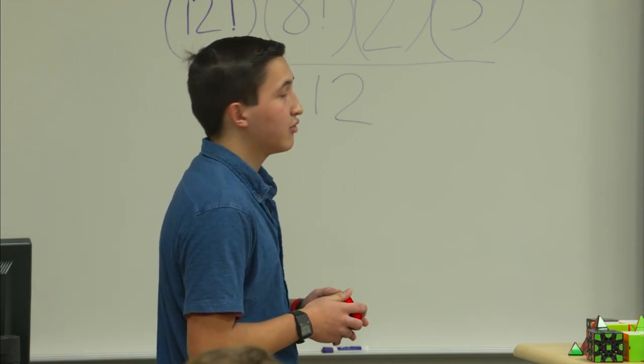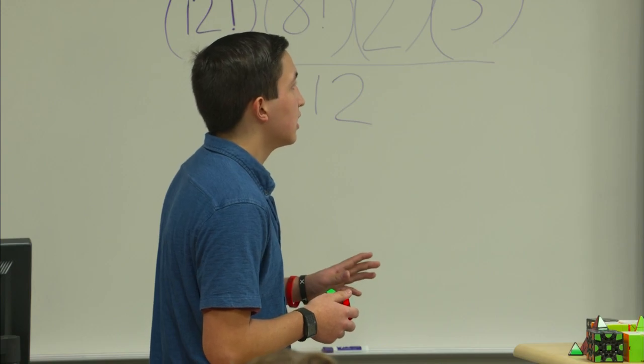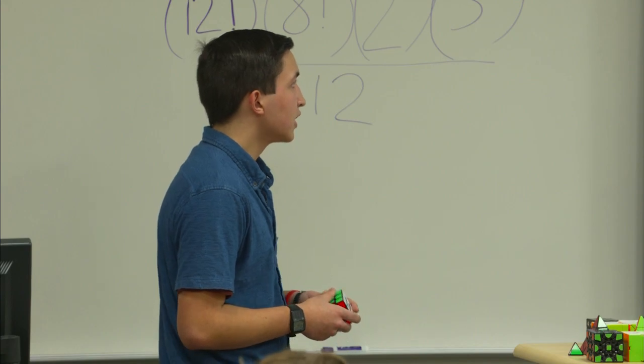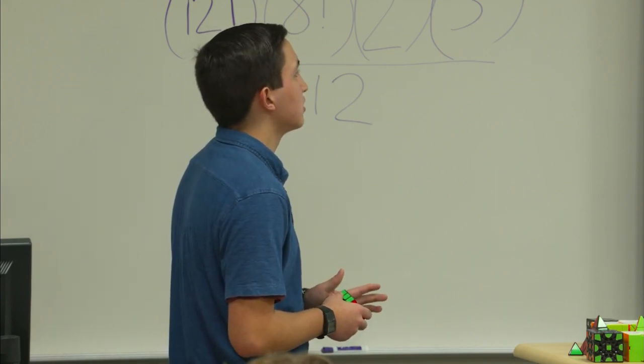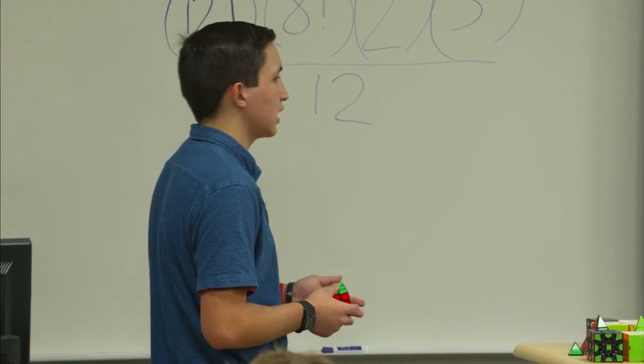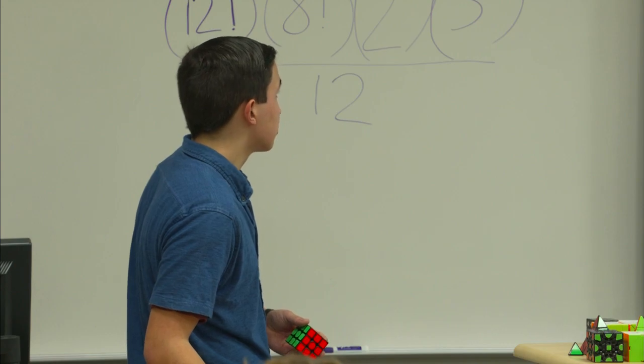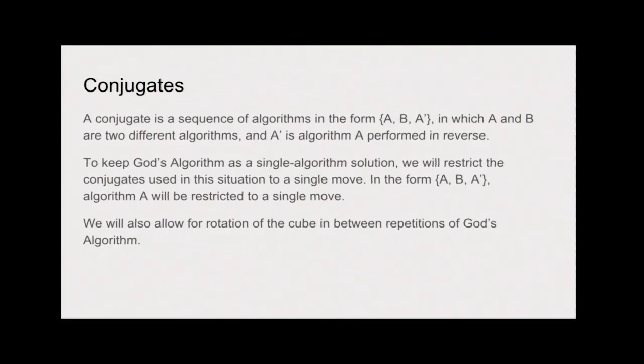And if we allow that in our definition of God's algorithm, that's going to allow us to show a lot more permutations with a shorter algorithm. But this is two algorithms. This is two different algorithms that we're doing, and we want a single algorithm solution. So we will restrict the conjugate in this case to a single move. So in the form A, B, A prime, algorithm A will be restricted to a single move in Singmaster notation. And we'll also allow for rotation of the cube in between repetitions.